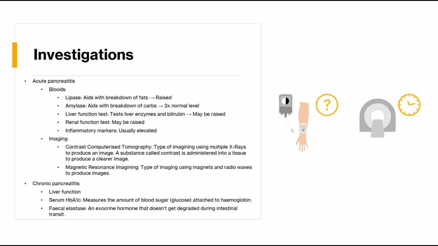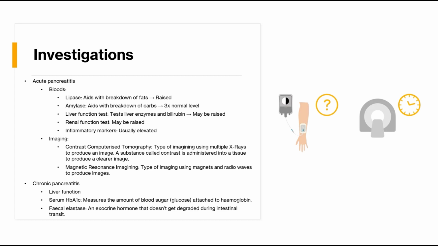For chronic pancreatitis, a liver function test is also done. They may also check a patient's HbA1c levels. HbA1c basically measures the amount of glucose that is attached to the hemoglobin over the last 3 months. As I mentioned in the previous slide, patients with chronic pancreatitis may develop diabetes mellitus, so it may be worth checking HbA1c levels.